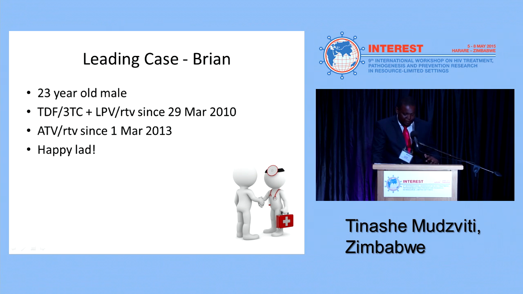So to try and bring it home, I will deliver this through a leading case of this young gentleman called Brian. Brian is a 23-year-old male who got vertically infected with HIV. So he basically has lived with HIV all his life. He has been on second line since the 29th of March 2010, and was switched from lopinavir in March 2013. Brian is basically a happy lad. He's a great guy. Talk to him, he's a very, very outspoken young man.